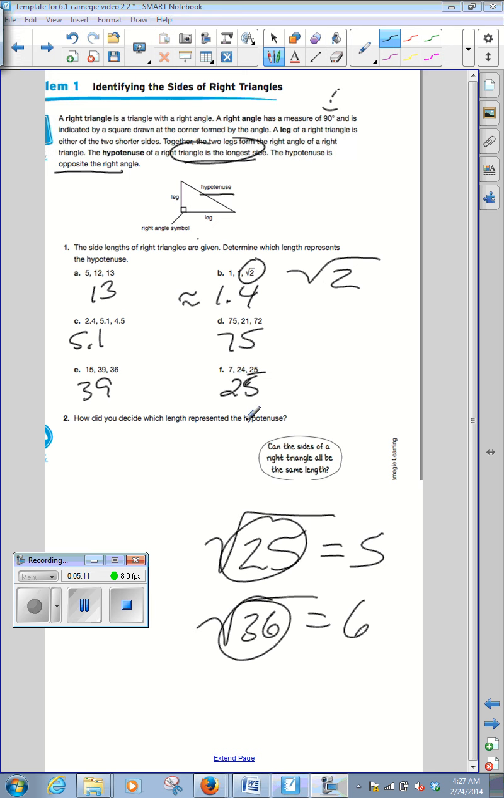Finally, how did you decide which length represents the hypotenuse? You should have said something along the lines of: the hypotenuse is the longest side.